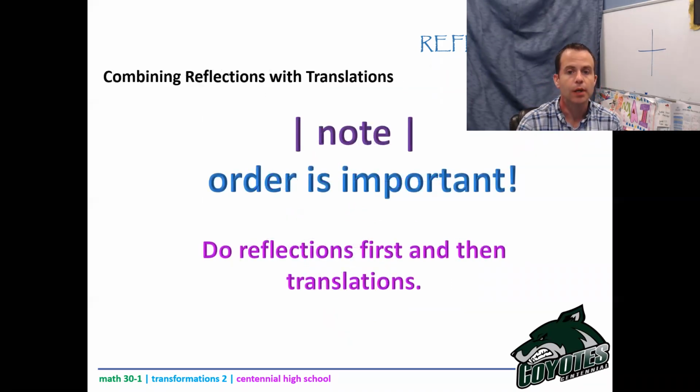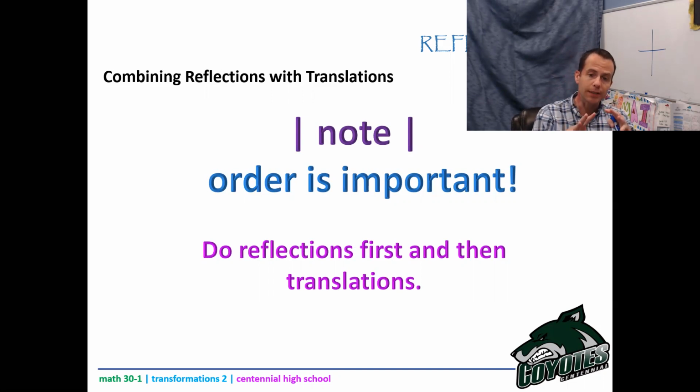Okay, now, as we wrap up this note, we're just going to talk a little bit about combining translations and reflections together. And you must do the reflection before you do the translation. Okay, so when you're describing them, reflections have to be stated before translations. And then when you're doing it, reflections have to be done before translations are done.